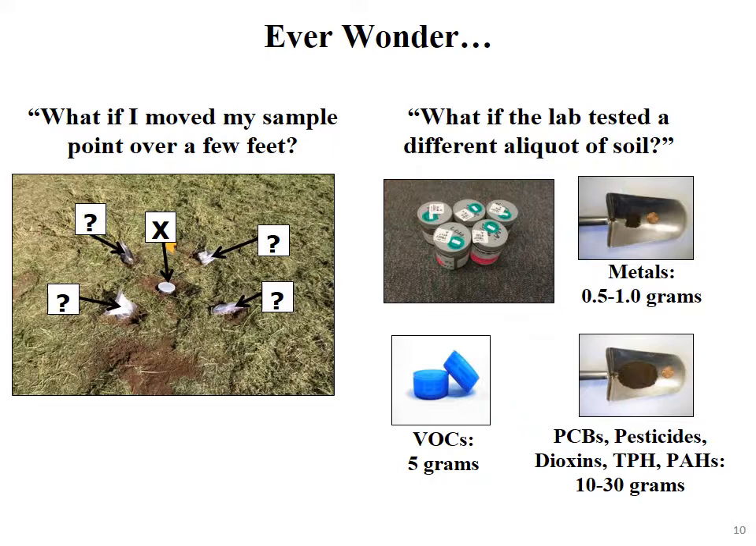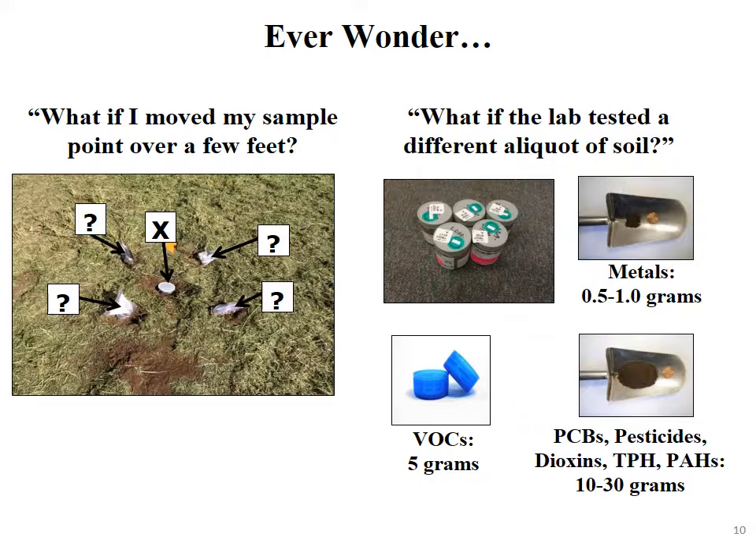So here's something to keep in mind. For metals, laboratories typically only test a half to 1 gram of soil. That's about a pinch of soil. Now, a pack of sugar, say in a restaurant, is only about 2 or 3 grams. So think how small a mass that is. For VOCs, laboratories only test about 5 grams of soil. That's about enough soil to fit in a soda bottle cap. For PCBs, pesticides, dioxins, TPHs, PAHs, it's about a spoonful of soil, 10 to 30 grams. So when you're going out to a site, you're really testing a pinch to a spoonful of soil and then making, a lot of times, very expensive remedial decisions based on that data. So what if I did move my sample over a few feet?